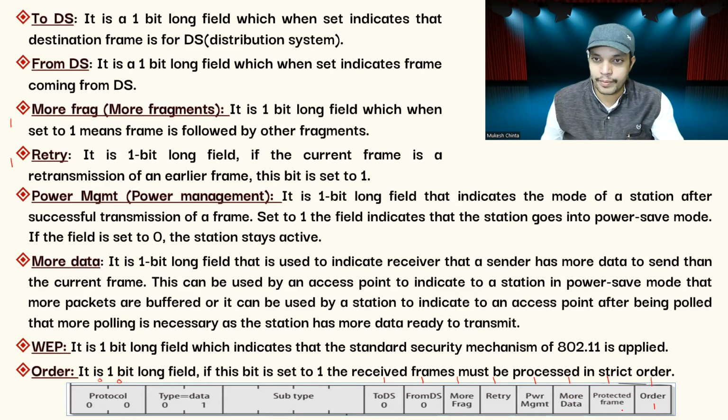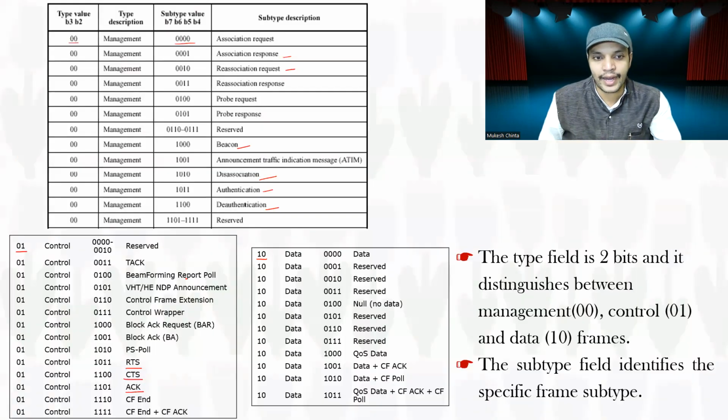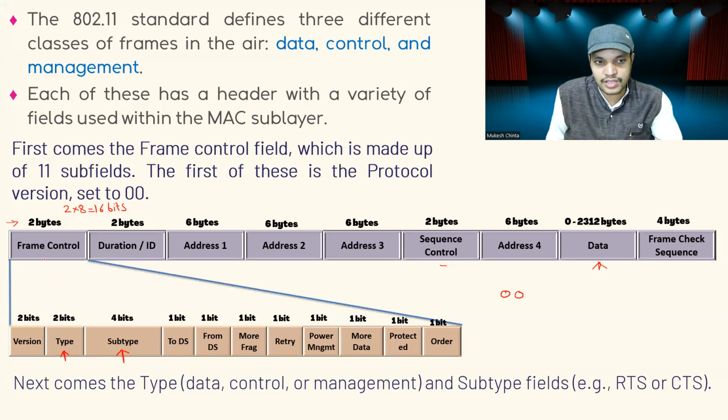And then comes the protected bit. When it is set, it conveys that WEP has been implemented, or protection or encryption has been implemented for this particular frame. And finally, the order bit tells that whatever frames are received have to be processed in the exact order only. So all these fields make up your frame control field. If you remember correctly, I'm just going back. If you see, this comes under your frame control field, which is 2 bytes in length.